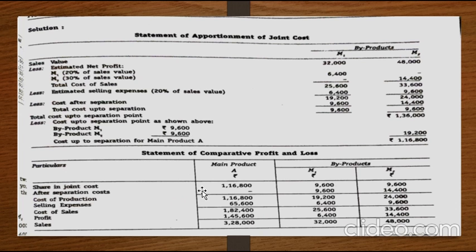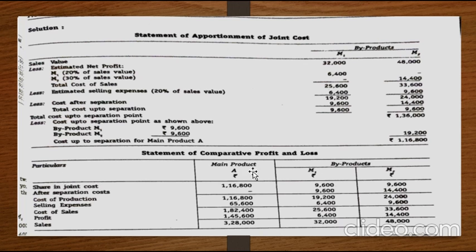Now the comparative profit and loss will go in a flow as usual format, that is cost plus other factory expenses plus advertising expenses plus selling expenses plus profit, and you will get your sales. So that format will be used to compare your main product, byproduct, and the other byproduct. So now we have share in joint cost.